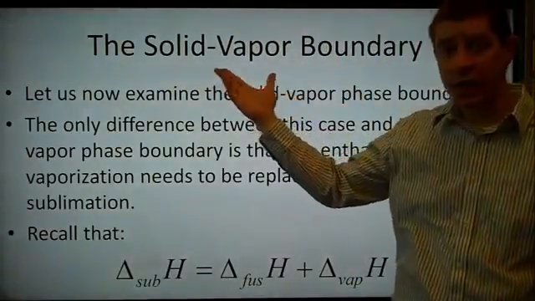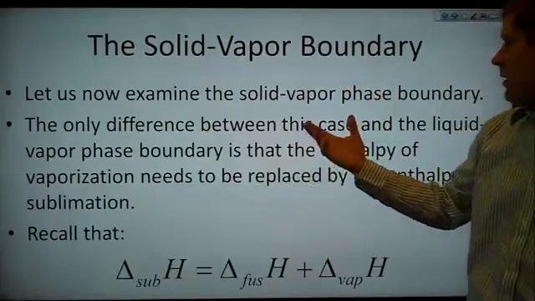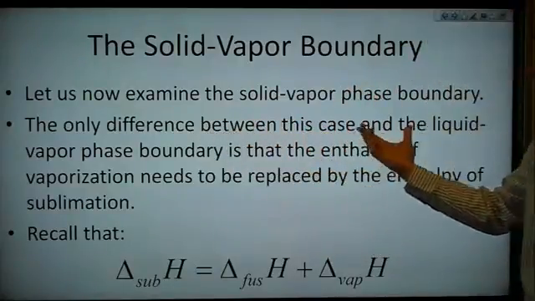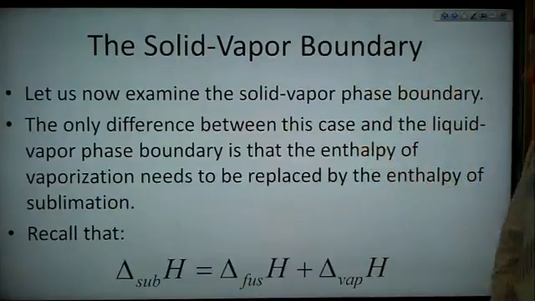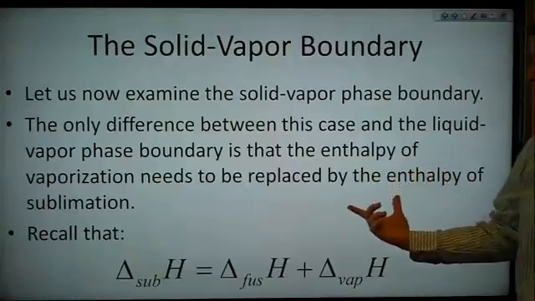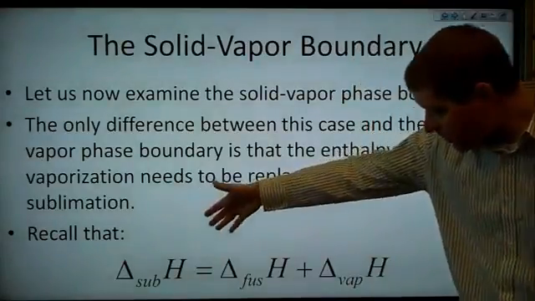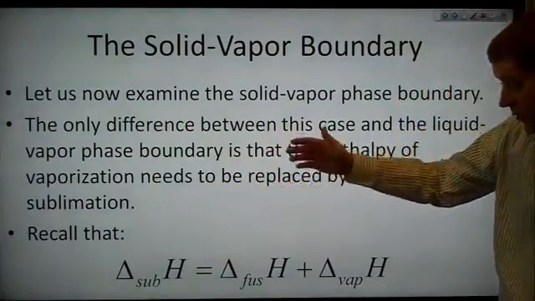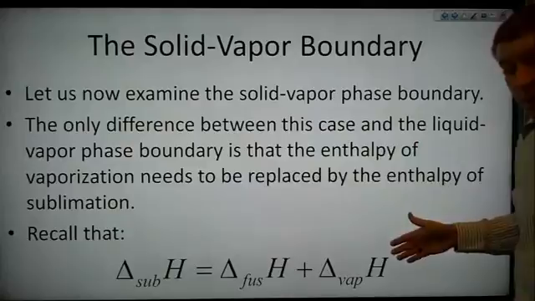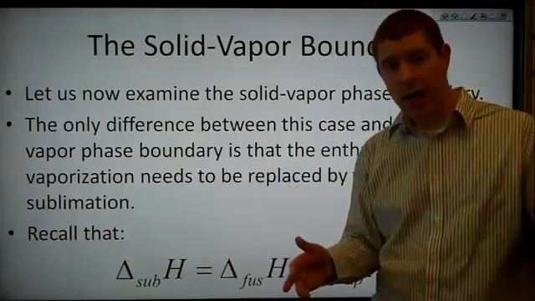All right, so now let's look at the solid-vapor boundary. This is the sublimation curve. The only difference between the solid-vapor and the liquid-vapor phase boundary is that the enthalpy of vaporization needs to be replaced by the enthalpy of sublimation. Remember that the enthalpy of sublimation is equal to the enthalpy of fusion plus the enthalpy of vaporization, so the amount of energy it takes to go from the solid to the gas.